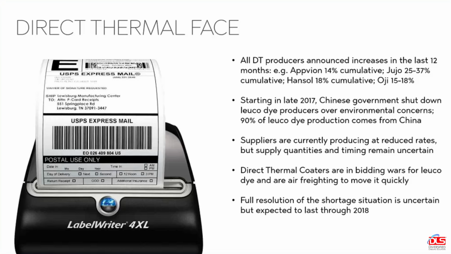And to top it off, DT coaters are getting into bidding wars to make sure they have enough supply. And it's driving up costs, partly due to the fact that they have to air freight all the shipments in order to get it all moved quickly. We're not sure exactly when we'll see a resolution to the situation, but we can expect it to last through 2018 for sure.